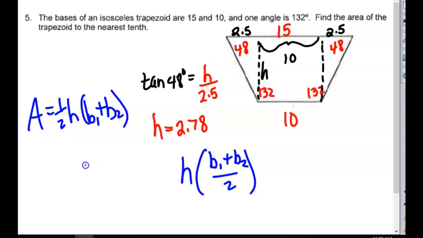Does that look familiar? But do you understand that if you just average these and multiply by the height, it's the same thing? This helps me remember it a little better. So the bases are 10 and 15. And the height is 2.78.